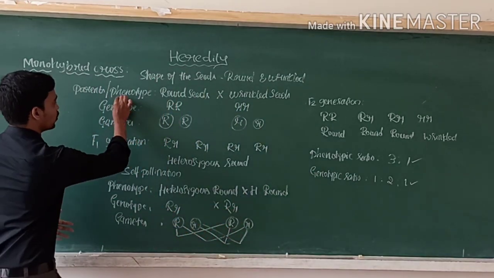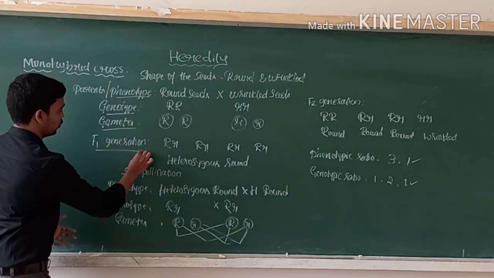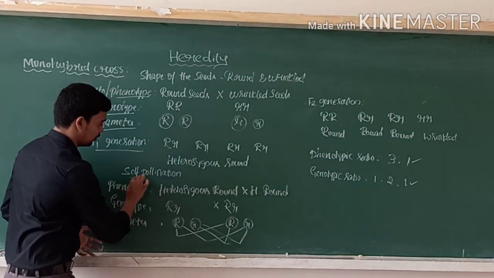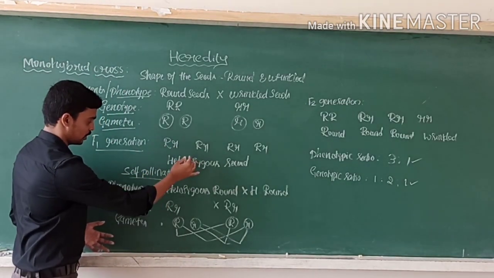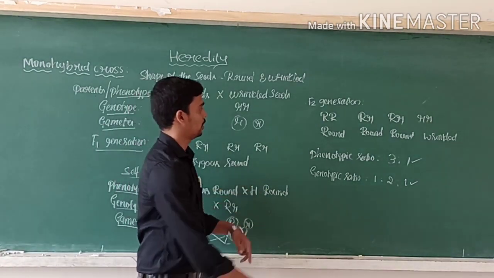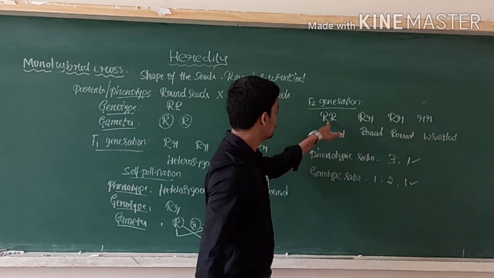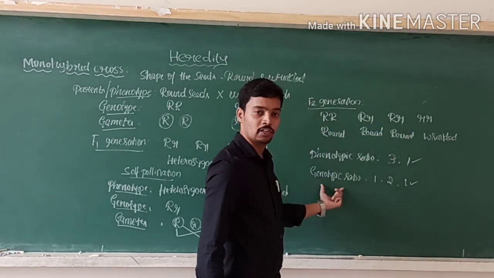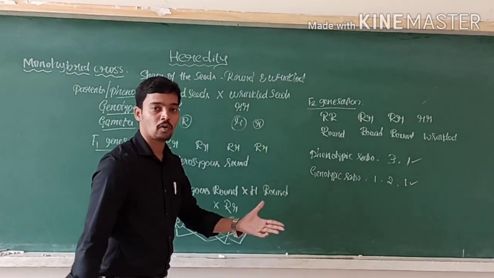That is first phenotype, genotype, gametes, F1 generation. Then a cross is made between the F1 generation. The self-pollination takes place between the F1 generation. We get again phenotype, genotype, gametes, and then you get the F2 generation. These are the progenies of the F2 generation. Then phenotypic ratio and genotypic ratio. This is regarding the monohybrid cross.